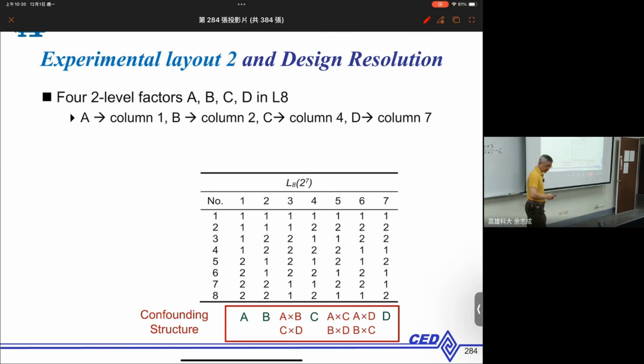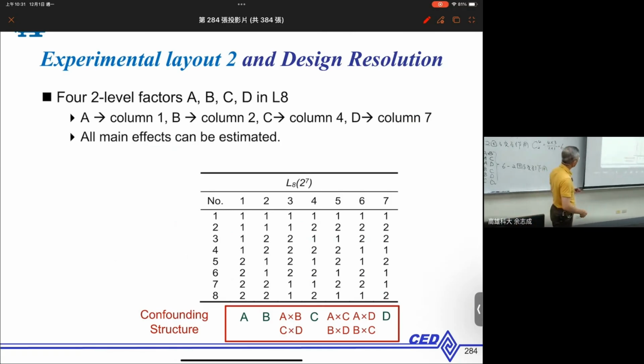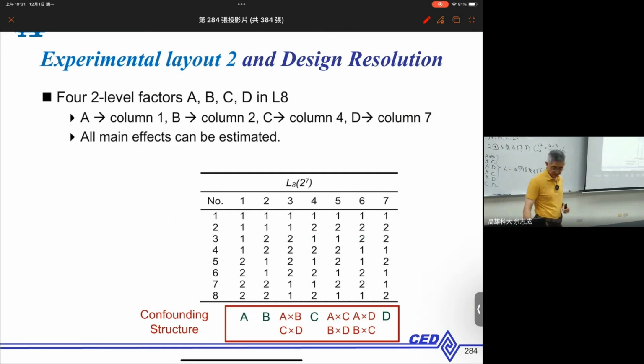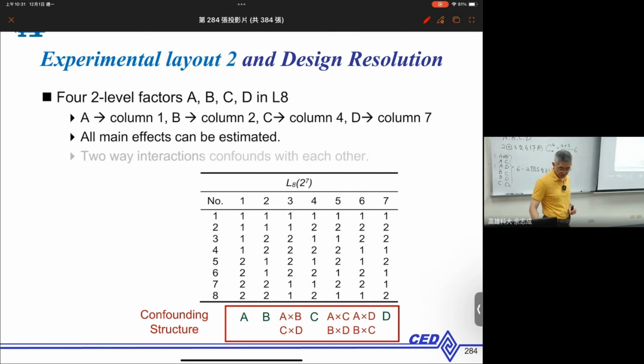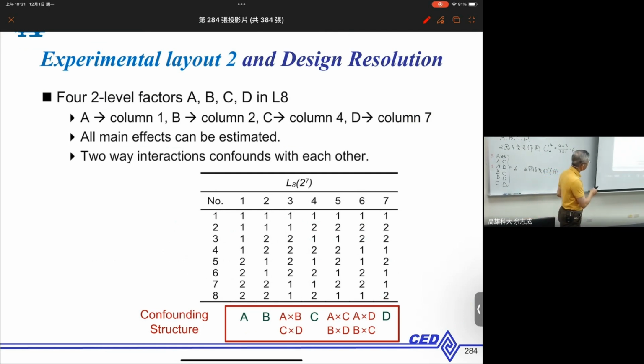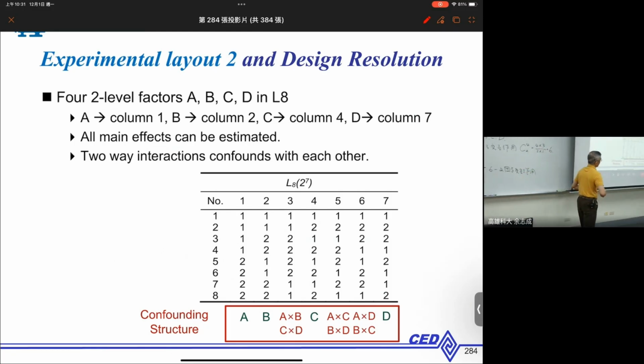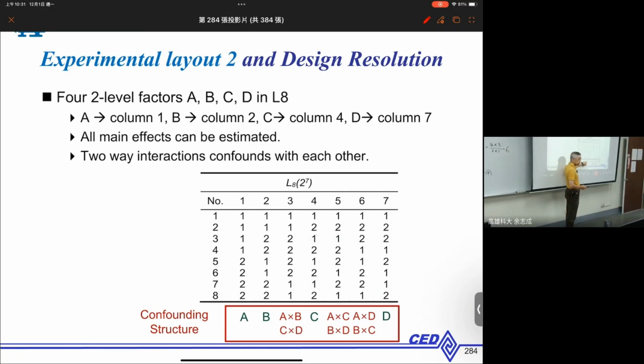So in case your confounding structure looks like that, which means that all main effects can be estimated because all the main effects have no confounding with any other two-way interactions. But two-way interactions are confounded with each other, which means that if you want to analyze AB, CD must be negligible, which means very small. Otherwise, these two interactions are confounded with each other.